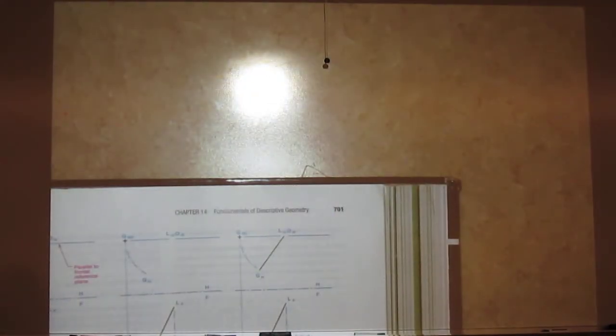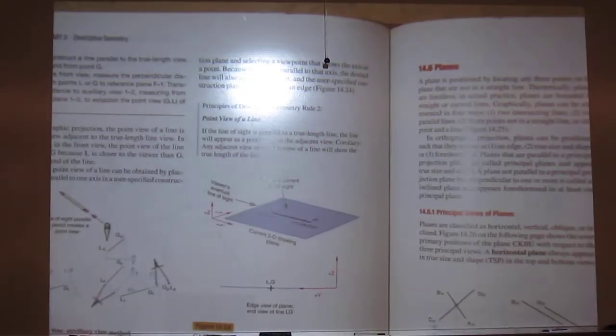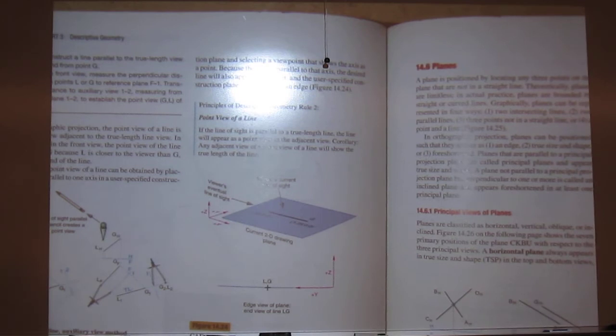The author actually uses a couple rules for this one. So let's read the text first. Go to 702. So here's the text, the italicized part in the right-hand column. Rule 2, point view of a line: if a line of sight is parallel to a true length line, the line will appear as a point view in the adjacent view. And then you have a corollary from that: any adjacent view of a point view of a line will show the true length of the line. So what we're in essence looking for here is point view.